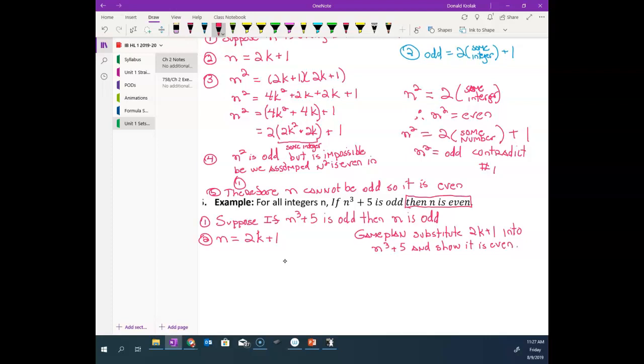Yes. Okay, that's your goal. So what's that next line going to look like? Yeah, so 2k plus 1 cubed, plus 5.